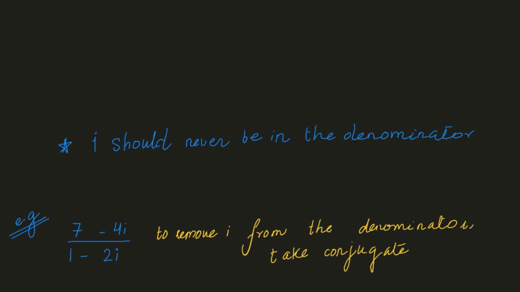So how do we remove that i? That's probably the question that's in your mind right now. To remove i from the denominator, we take the conjugate.